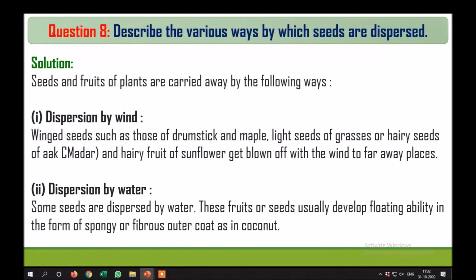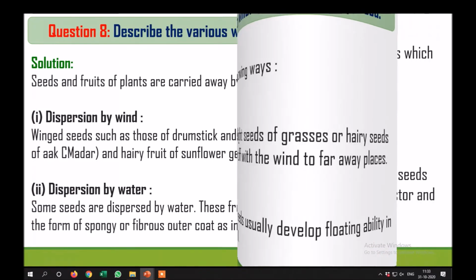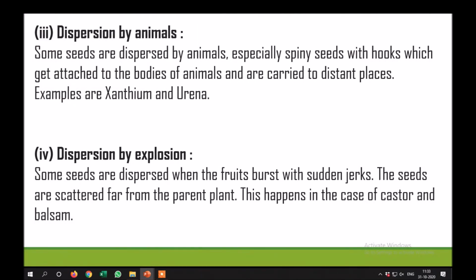Dispersion by water. Some seeds are dispersed by water. These fruits and seeds usually develop floating ability in the form of a spongy or fibrous outer coat as in coconut. Dispersion by animals. Some seeds are dispersed by animals, especially spiny seeds with hooks which get attached to the bodies of the animals and are carried to distant places. For example, xanthium and urena.